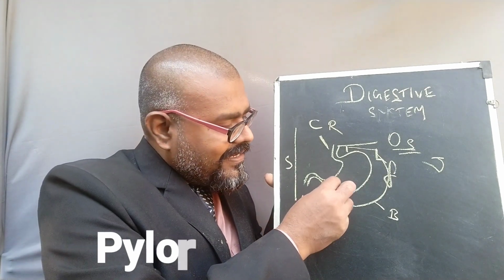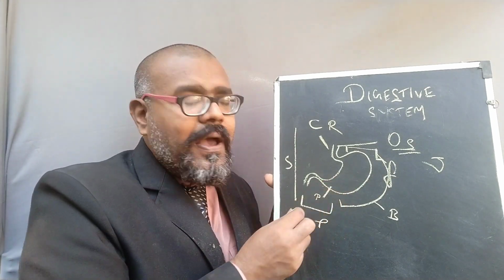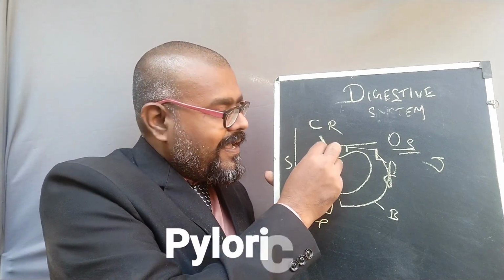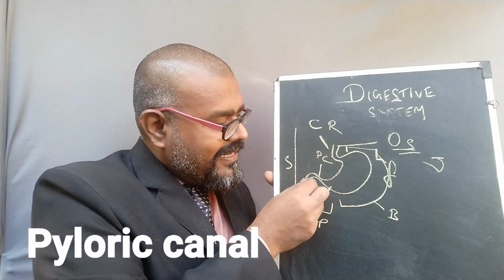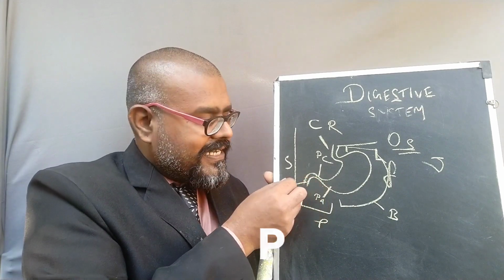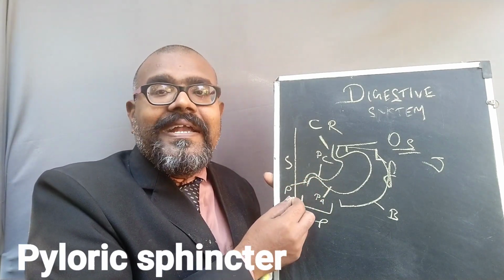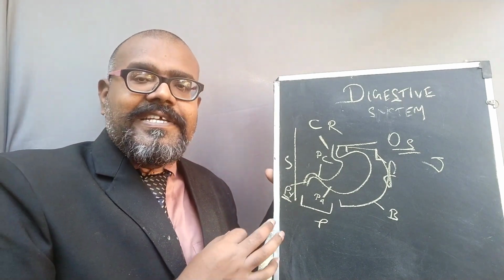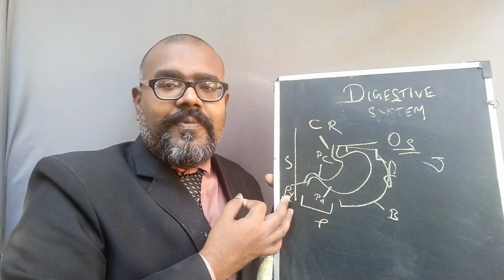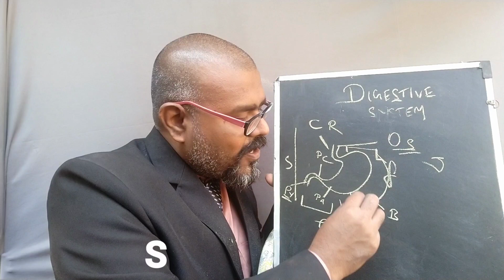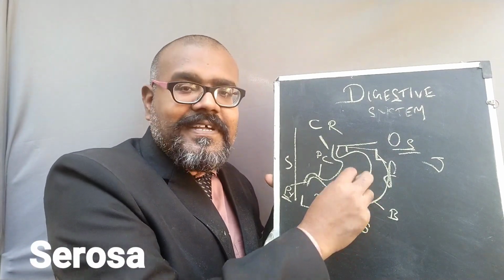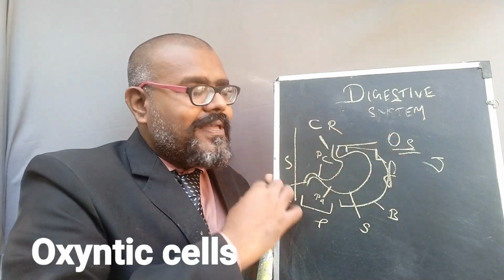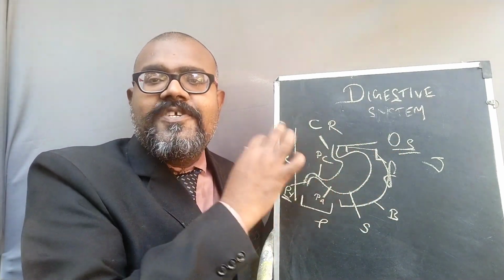In that, this particular region is considered the pyloric antrum. This canal is considered the pyloric canal. And this last region of the stomach is considered the pyloric sphincter muscle. These are the main parts of the stomach. Internally, we have the serosa and internal muscles, and the lining of the oxyntic cells is present. So these are the major parts present in the stomach.